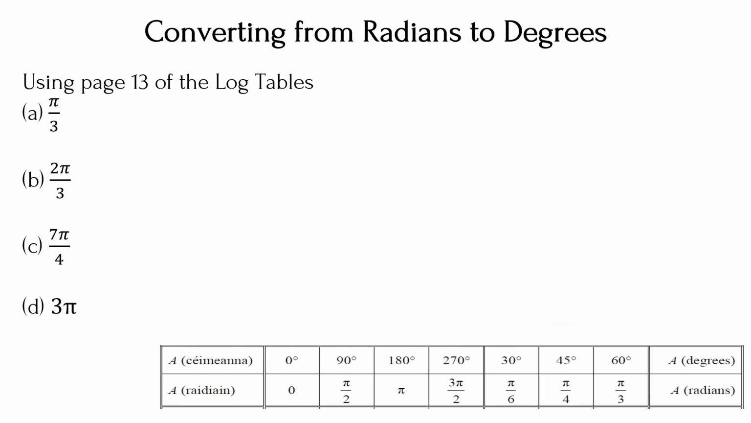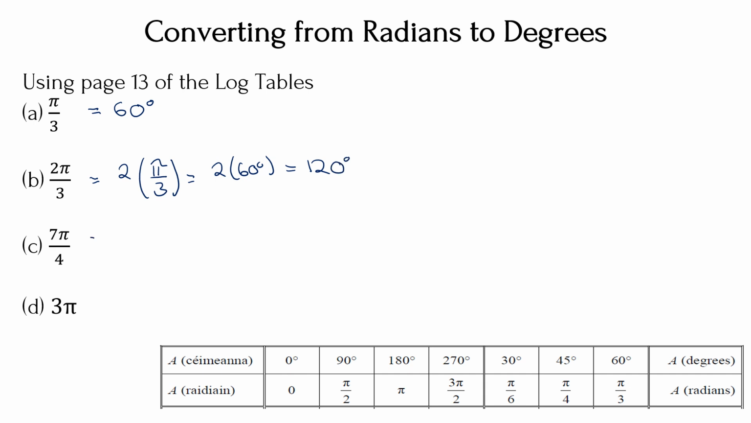So let's see if we can go the other way using page 13. Pi over 3, lovely and straightforward, that's just 60 degrees. Now we have 2 pi over 3, so that's like having 2 lots of pi over 3, which is 60 degrees each, which is going to be 120 degrees.